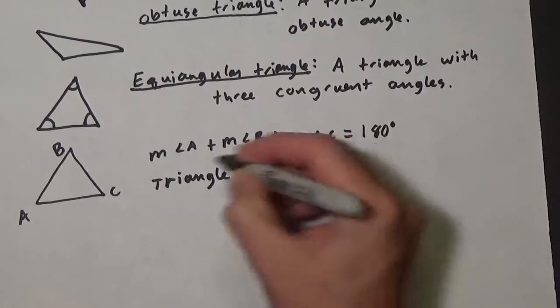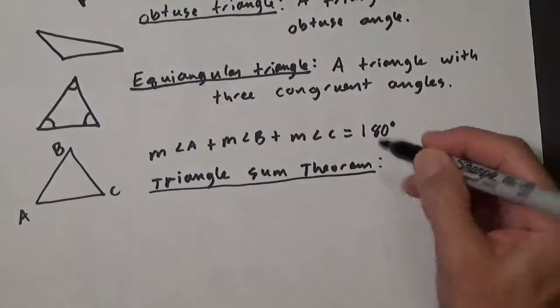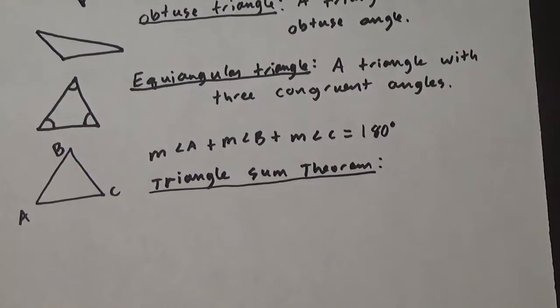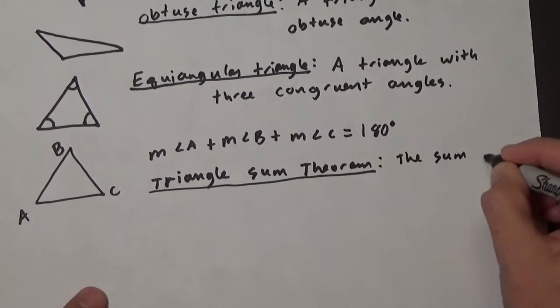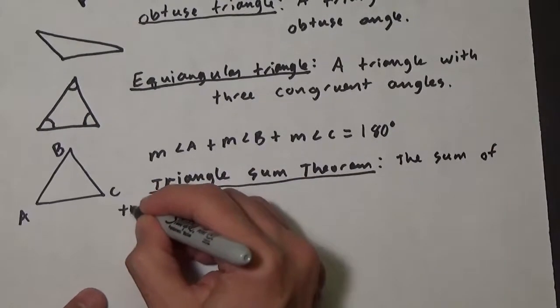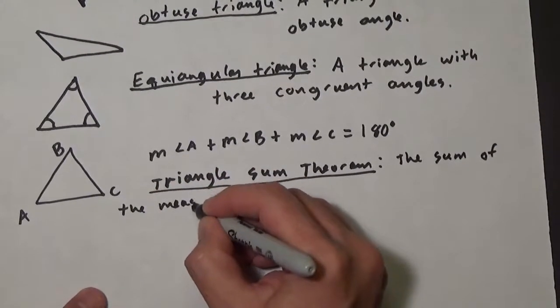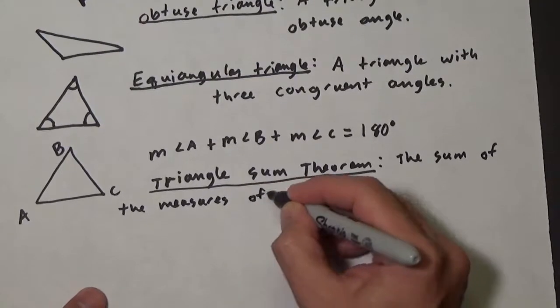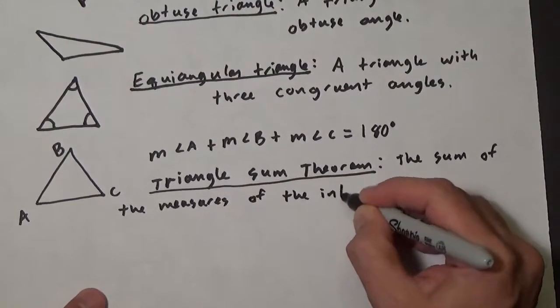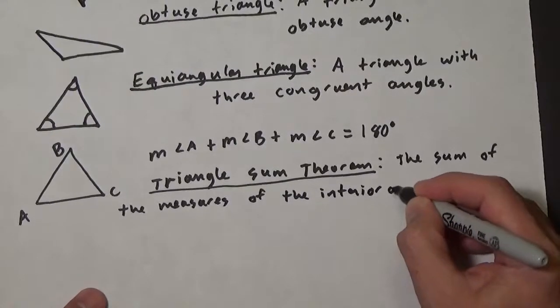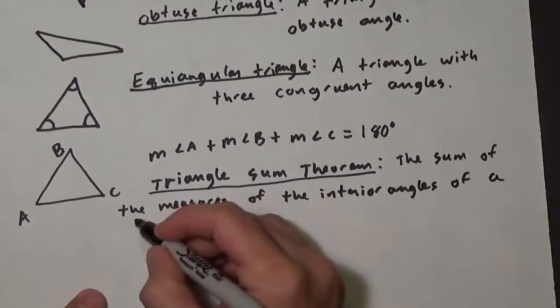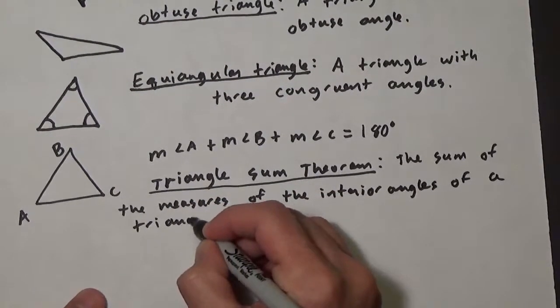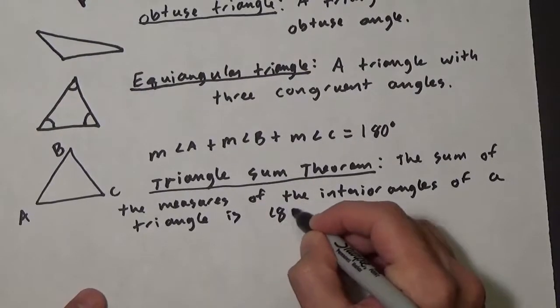The triangle sum theorem simply states the sum of the measures of the interior angles of a triangle is 180 degrees.